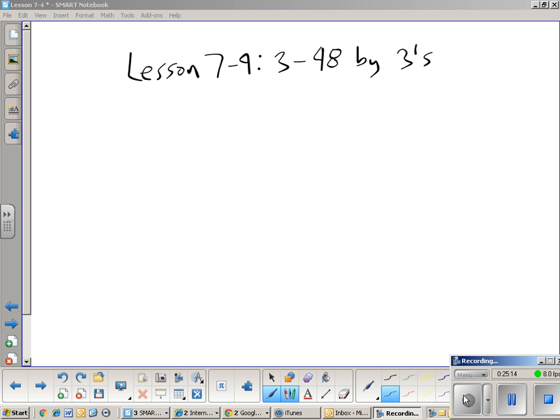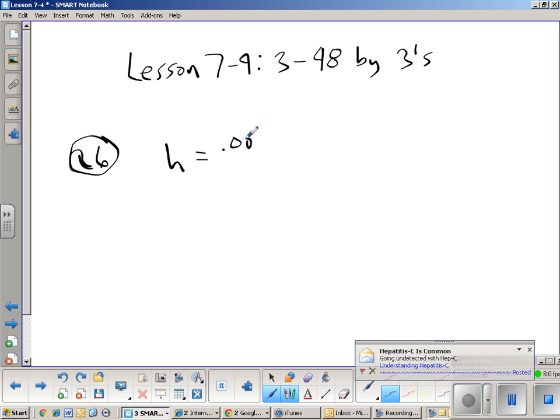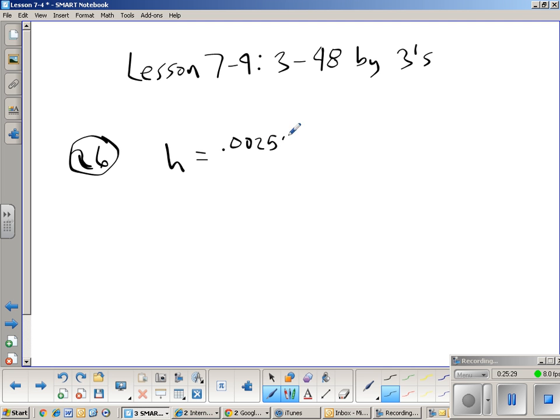So number 26, someone asked for 26. It was H equals .00, just 2 zeros, 252, D to the 2.27 over E. You need to make sure I copy the problem right. And then they're telling us D is 100 and E is 1.2. So they're saying just calculate this.